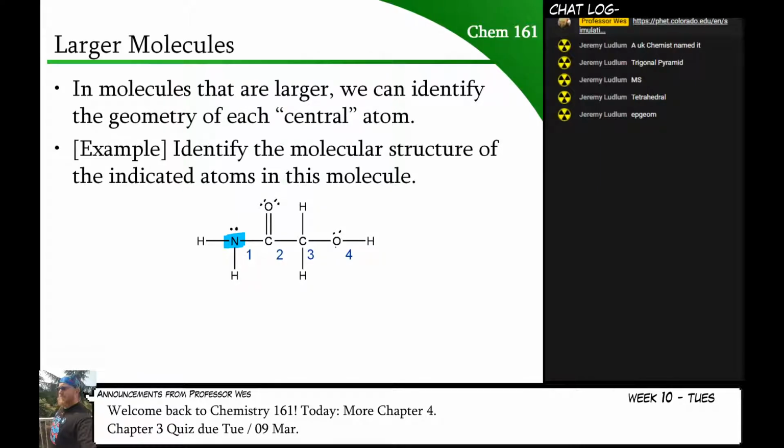I'm not sure if I did that as a challenge or for practice, but there's all of our structures. So if we look at nitrogen in position 1, we're just looking at molecular structure. This would have 4 electron groups and 1 electron pair. So this should be trigonal pyramidal.